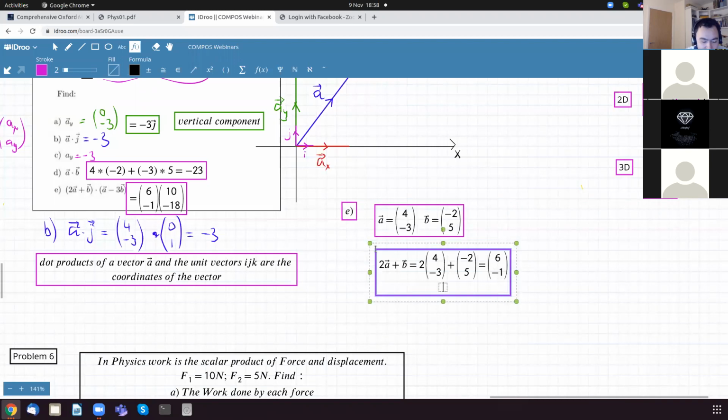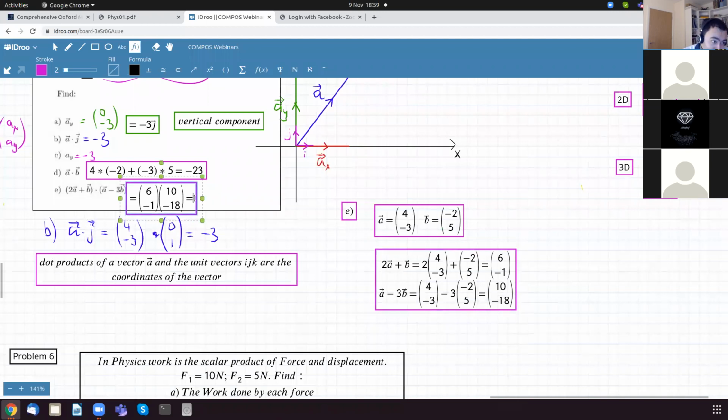In a similar fashion, a minus 3b. Don't forget those vector signs. Vector a minus 3 times vector b, which is (4, -3) minus 3 times (-2, 5). And you get (10, -18).